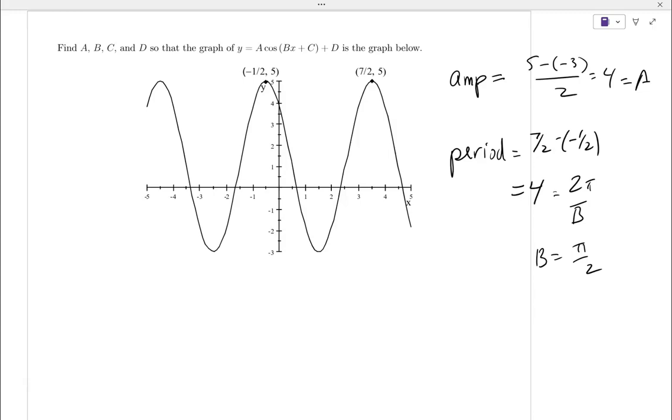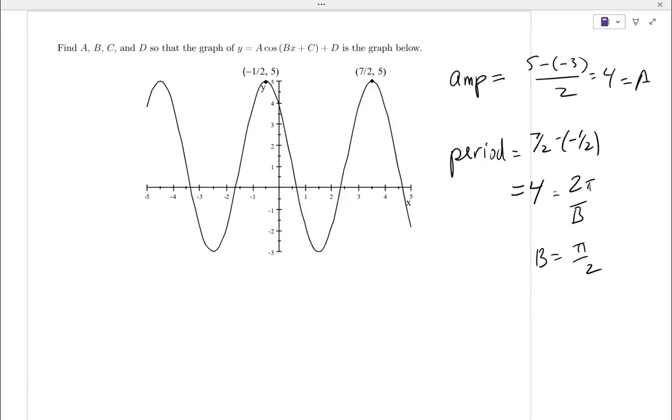So for amplitude, again, we're doing a top minus a bottom. We have to, because it needs to be the distance from the middle. And then for period, we're doing a right minus left, and then we have to use our 2 pi over B formula to figure out what B is. Is that okay? Since the amplitude is 4, where is the middle for the y's?